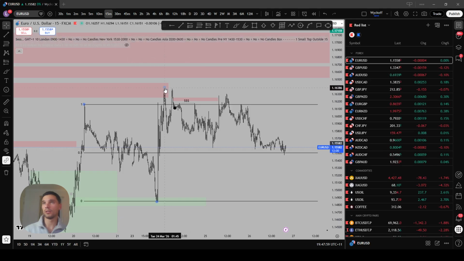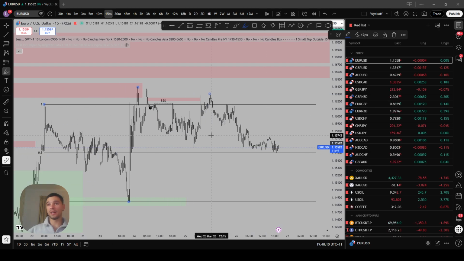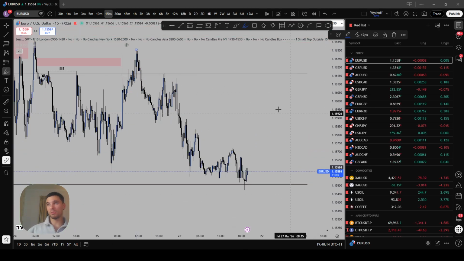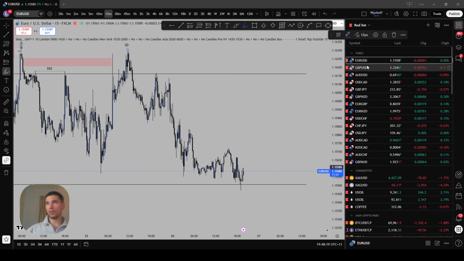I think this should have been. This is still, for me, a pro-distributive zone. So I will be looking for distributions, but for now, nothing's really happening. So I will leave this pair alone.